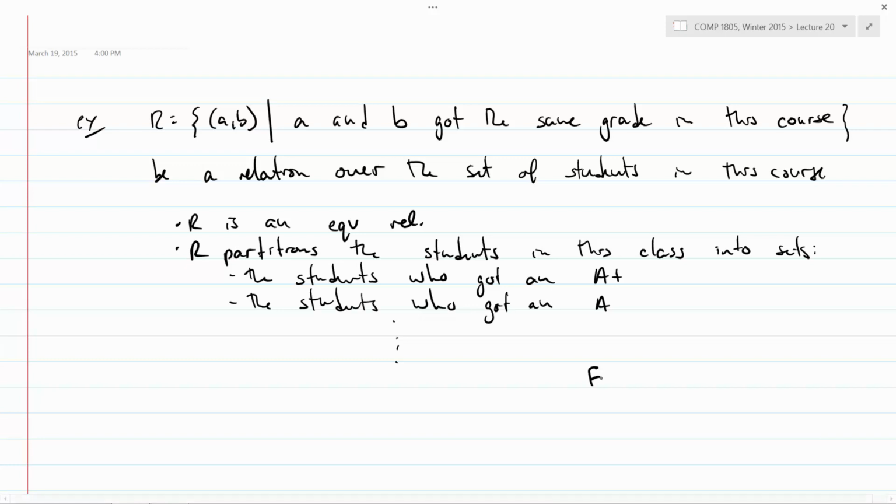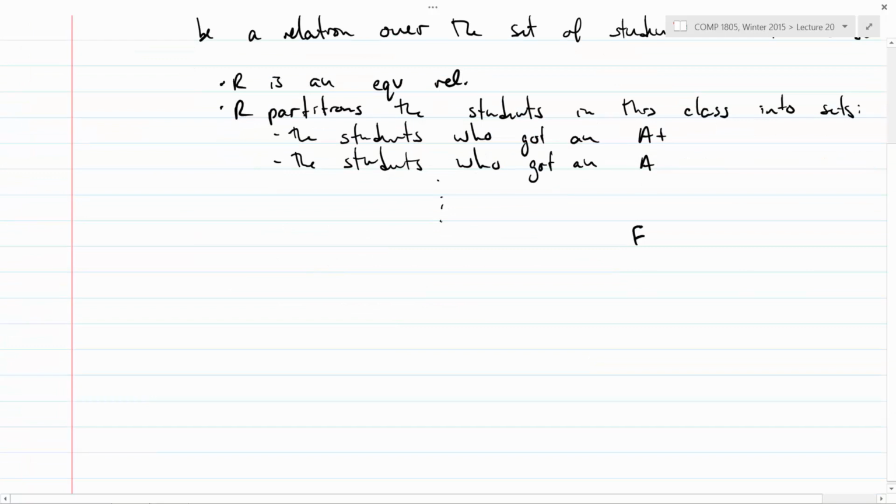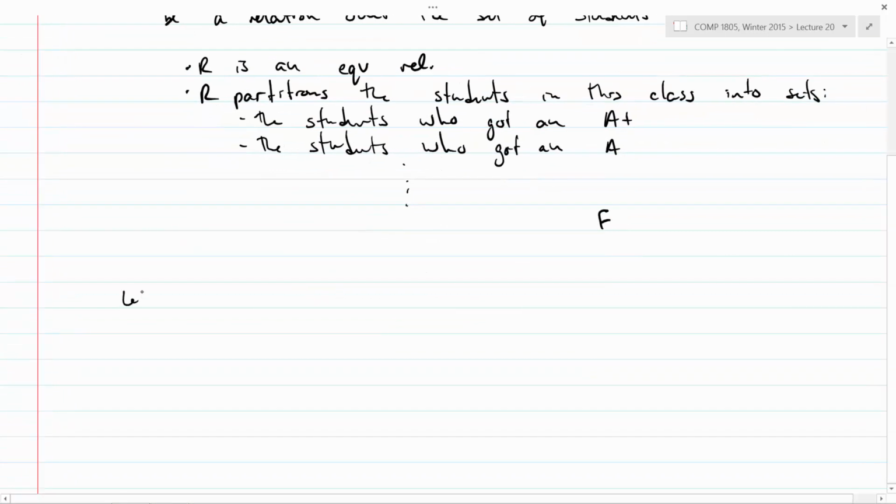All right, so there's nothing special about this relation R. It's an equivalence relation, and that's the thing that matters. Any equivalence relation does this. So let R be an equivalence relation on a set A. The set of all elements related by R to little a is called the equivalence class of little a.